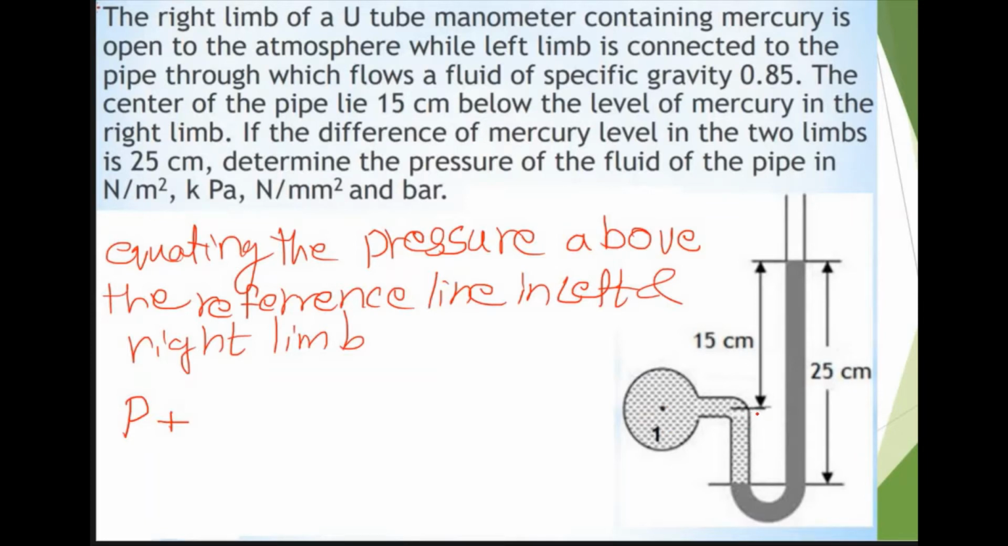Now I am denoting this height as H1. H1 is the height from the center of the pipe to the reference line. H1 is the height of liquid from the center of the pipe to the reference line, and this liquid is the same liquid that is flowing through the pipe. And this 25 centimeter, that is the level difference between the reference line and the top of the right limb, I am denoting as H2. And P is the pressure of the fluid flowing through the pipe. In this condition, P plus rho g H1 is the total pressure acting in the left limb above this datum line. So this is our datum line.